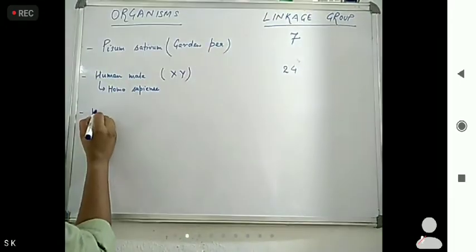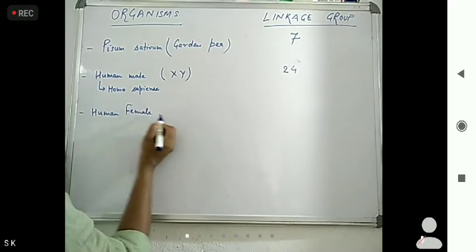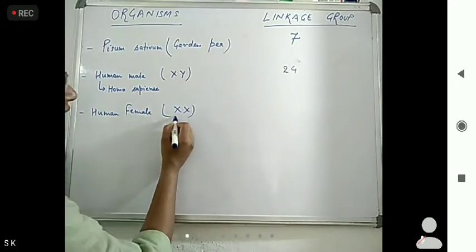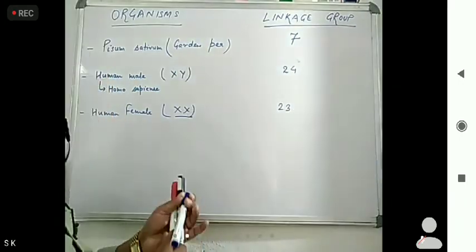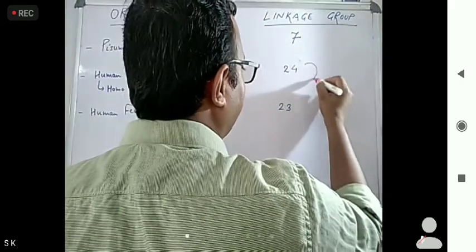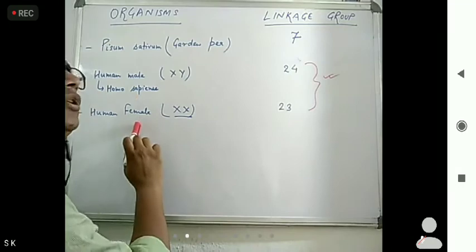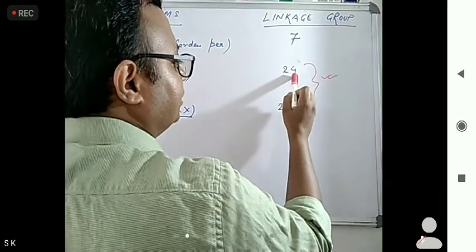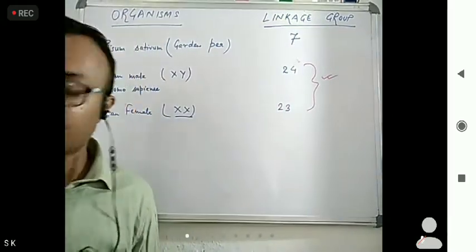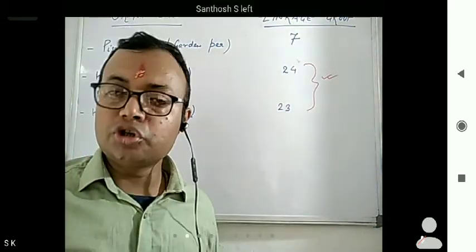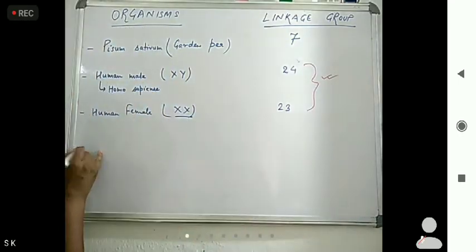But in human female, X means a similar type is there, so here 23 will come. Now here you have to give attention. Many times I have seen questions on linkage group asking about human male and human female. So for human female you have to remember 24 and for human male 23. Now, the most popular is the fruit fly. What is the linkage group of Drosophila?